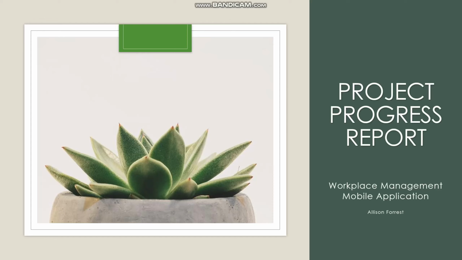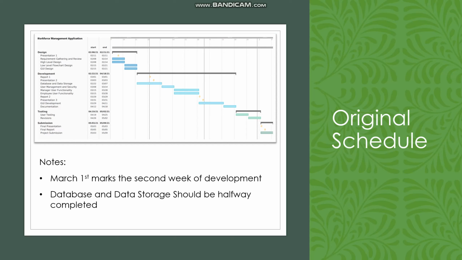Right now, I'm taking a senior project course, and my project is the Workplace Management mobile application. And this is the first project progress report after the first project proposal submission. So if you recognize this Gantt chart, it was from my project proposal submission. It was the original plan that I had set up for the schedule.